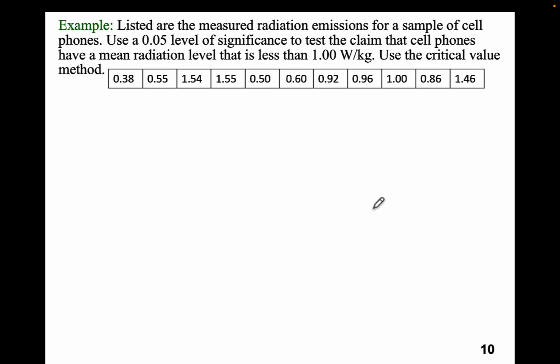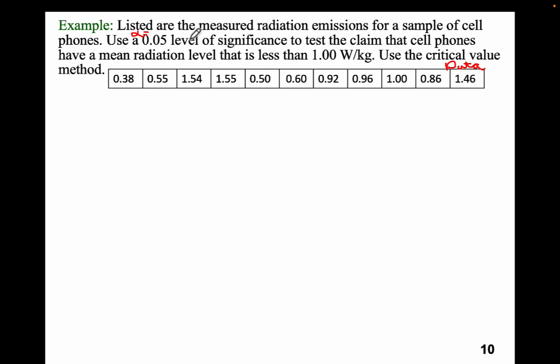Oh, we got data this time. See this here? This is data. It's not the summary of the data. Okay, listed are the measured radiation emissions for a sample of cell phones. Use a 0.05 level of significance. That's alpha.